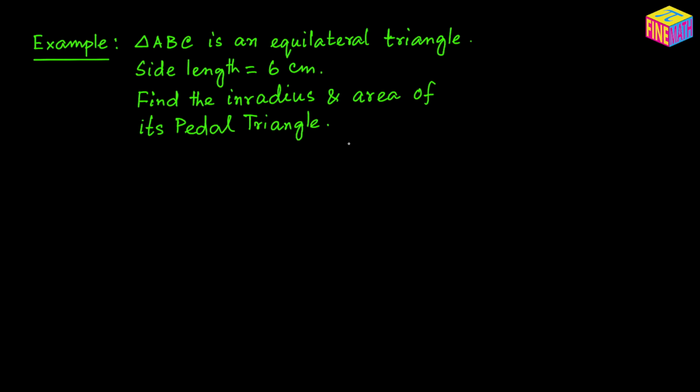That means all sides are of equal length and each angle would be 60 degrees or pi over 3. Side length has been given as 6 cm. We have to find the inradius and the area of its pedal triangle. So we have been provided with what kind of information?